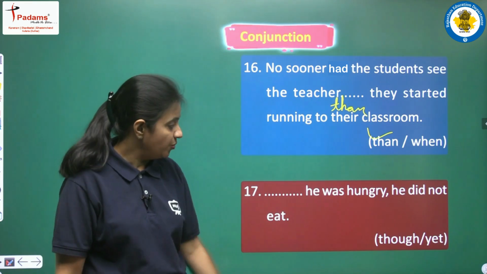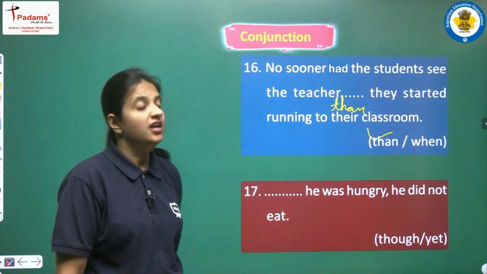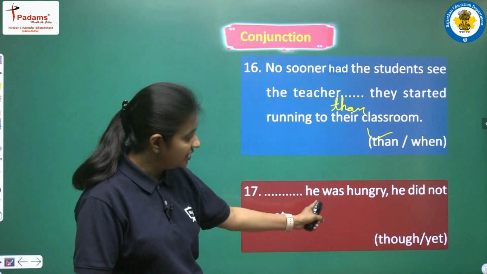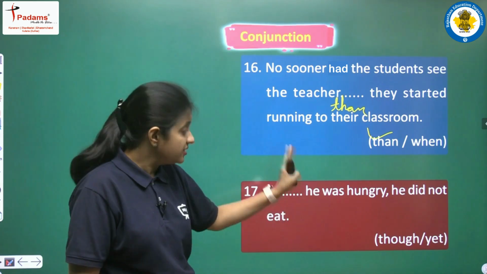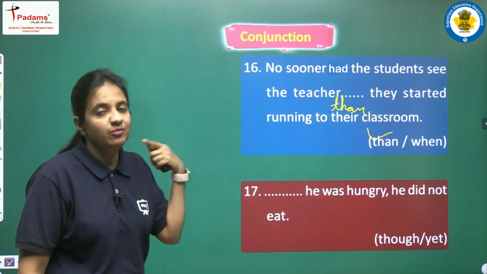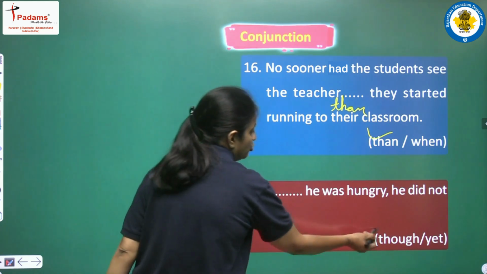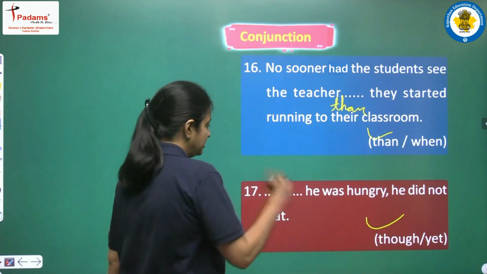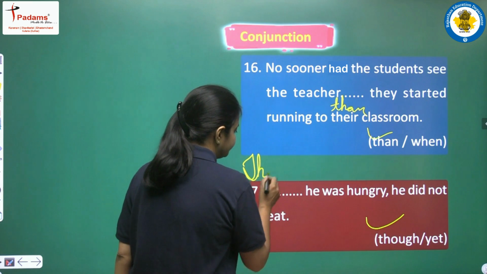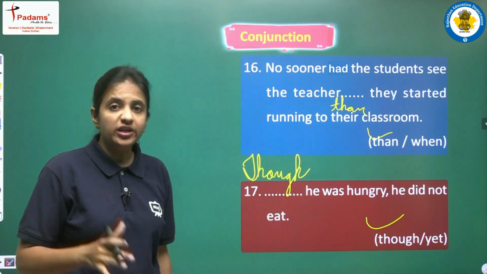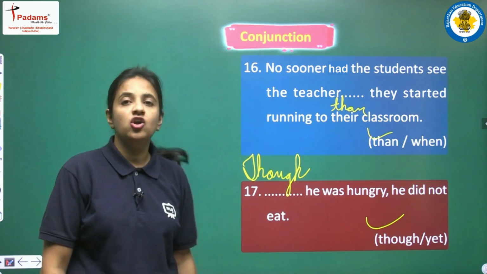Next sentence, he was hungry, he did not eat. We are having two options, though and yet. What we are trying to say here is that despite this thing, that he was hungry, still he did not eat. Because of this, we have to choose though from the given options. In this blank we will write though, and the complete sentence will be, though he was hungry, he did not eat.